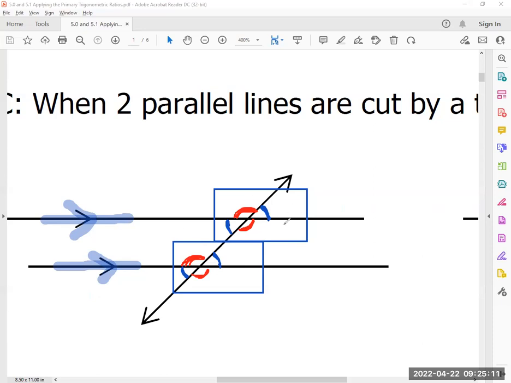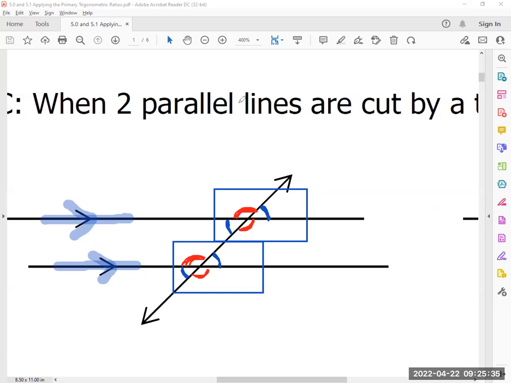So anytime you have parallel lines, all of this suddenly comes into play. And again, just like everything else, the more you practice, the more you will see it. Okay? I don't want to spend too much more time on it. So, and there it is.